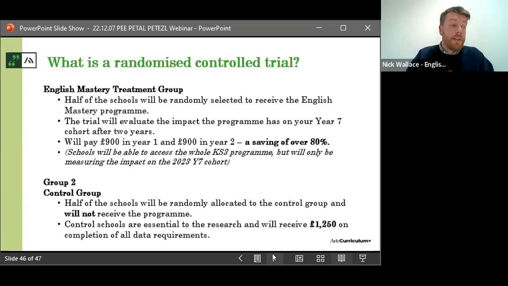Those control schools, and again, in a time of tight budgets, it's a win for those schools as well, because for participating in education research, we will make a payment to the school of £1,250 for submitting some data, and it's data that schools already collect about pupils' Key Stage 2 data. It's about their classes and some of their demographics. So it's data that schools already collect and will be paid for submitting it to the evaluators.